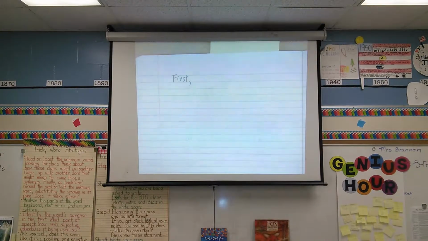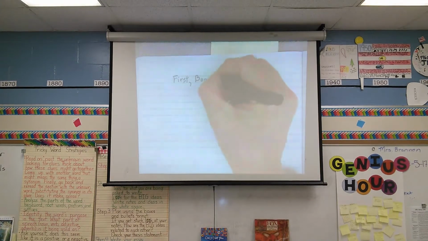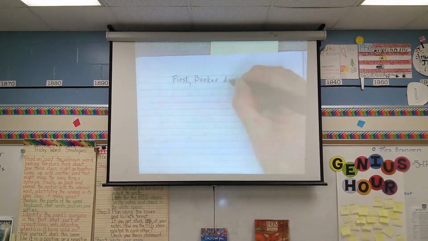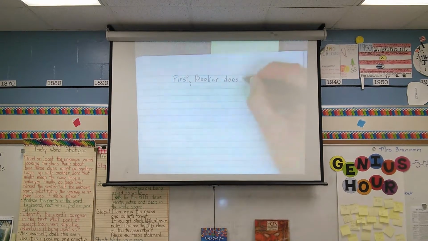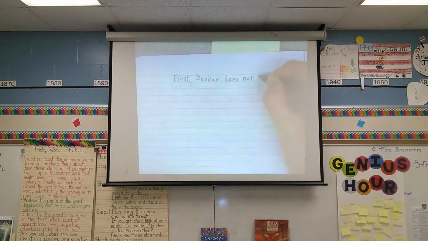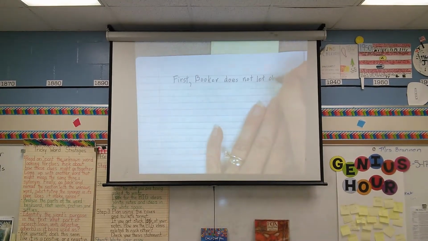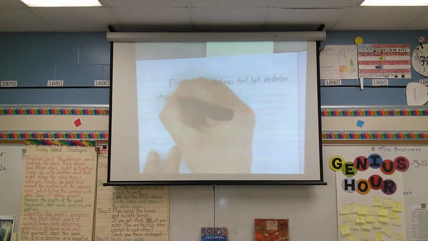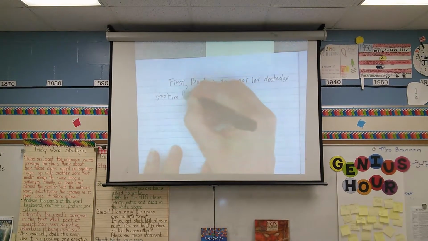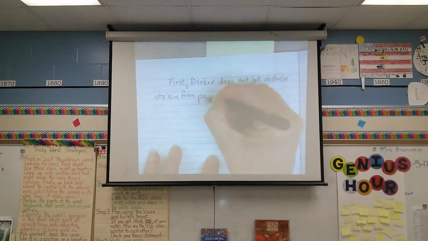Now, guys, a lot of you are capitalizing the word after the comma. The transitional phrase is part of the sentence. It's not separate. The only time you're going to capitalize the next word after the comma is if it's a proper noun. And in this case, I am going to use a proper noun. Booker, and you go ahead and write this in your notebook so you have a reference to a sample. Booker does not let obstacles stop him from pursuing his dream.